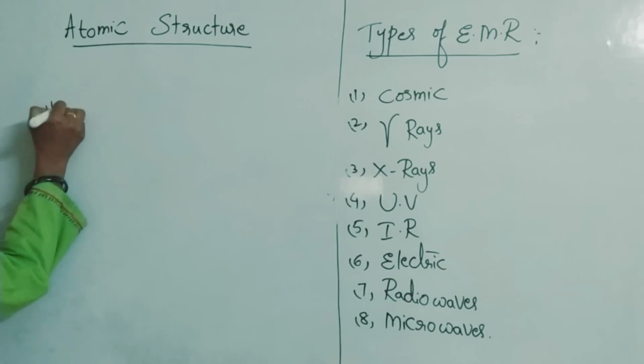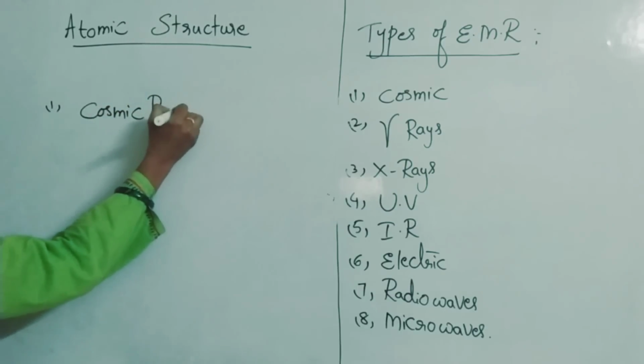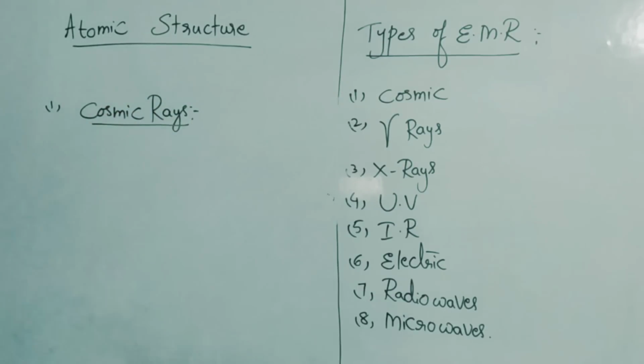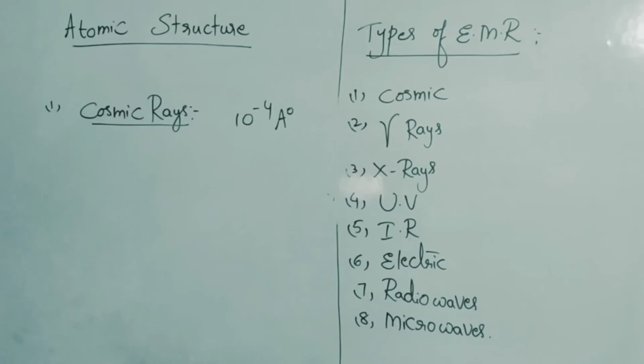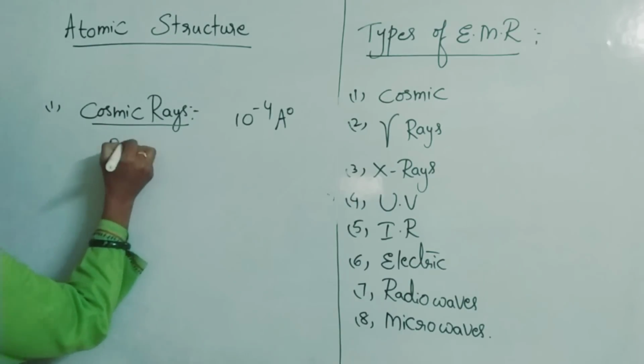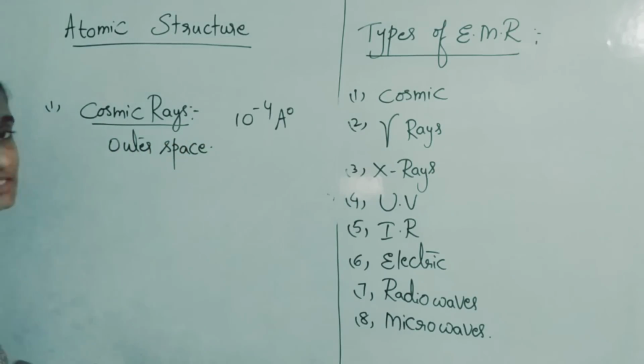Suppose if you go for cosmic rays, cosmic rays are having what? They have a very small wavelength of around 10 power minus 4 angstroms, and they are available from outer space. We don't have any special applications of these rays, of course.